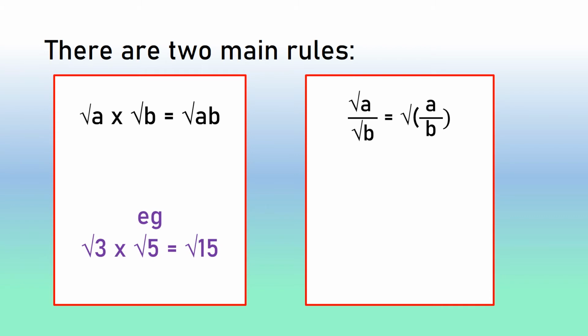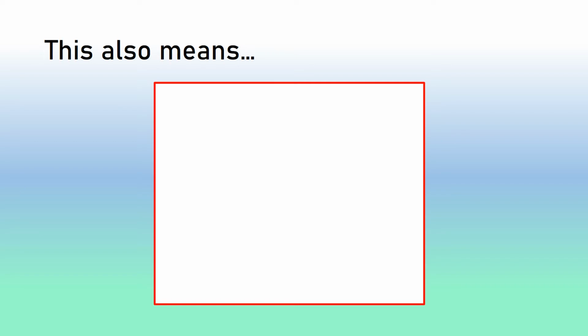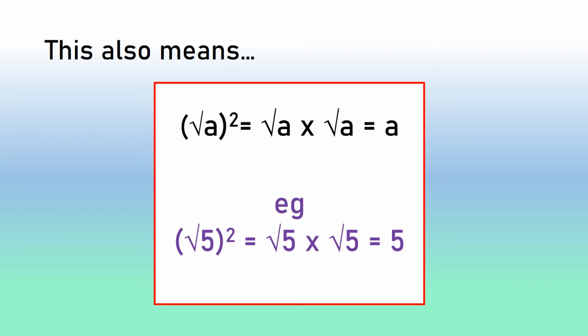Root 3 times root 5 is the same as root 15. And root 10 divided by root 2 is the same as putting the 10 divided by 2 in a bracket and square rooting all of that, which gives us the square root of 5. This also means, and sometimes you see this rule written down too, that if you square the square root of a number, you end up back at that number. So for example, if you square the square root of 5, the root 5 times root 5 is 5.